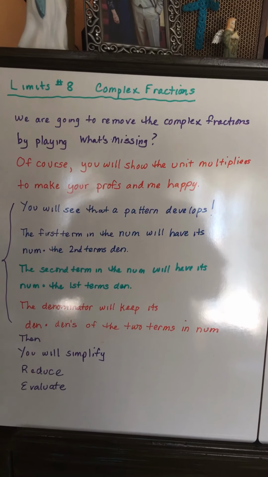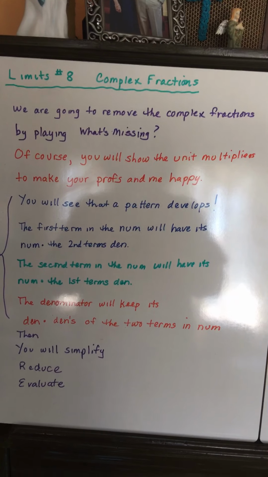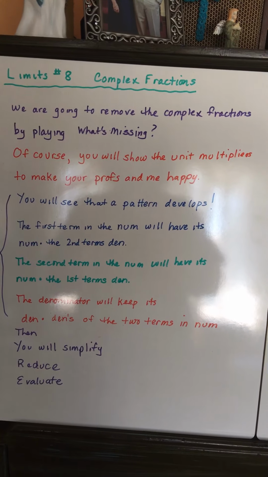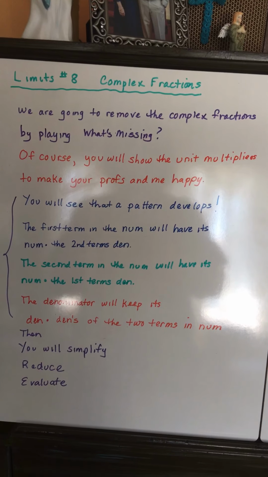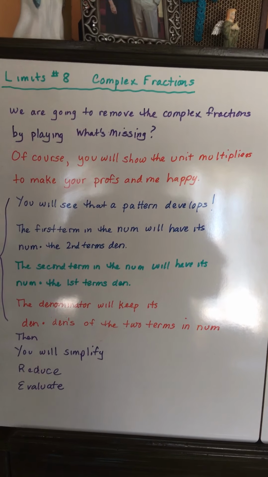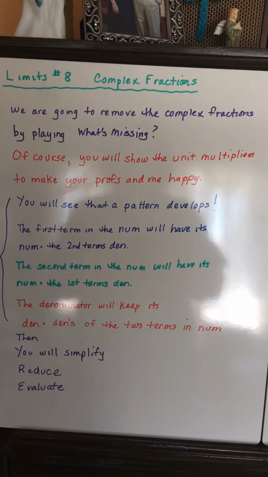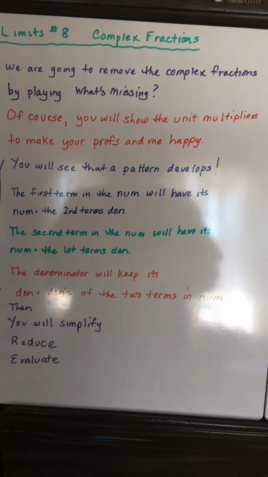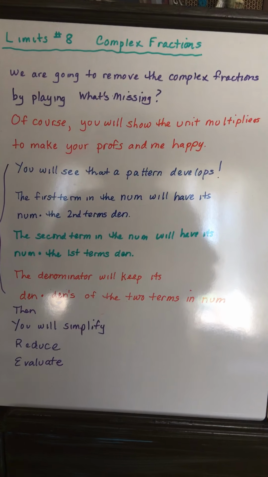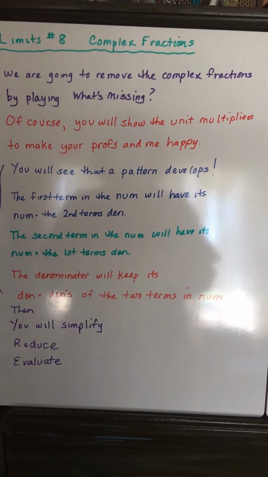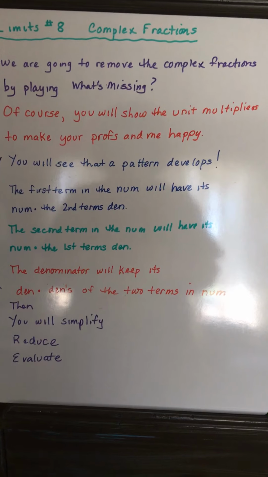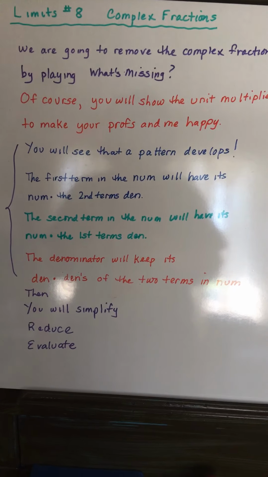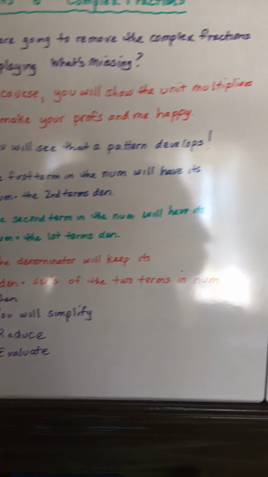The first term in the numerator will have the numerator times the second term's denominator. The second term in its numerator will have its numerator times the first term's denominator. The original denominator will keep its denominator times the denominator of the two terms in the numerators. Then, of course, you will simplify, reduce, and evaluate.